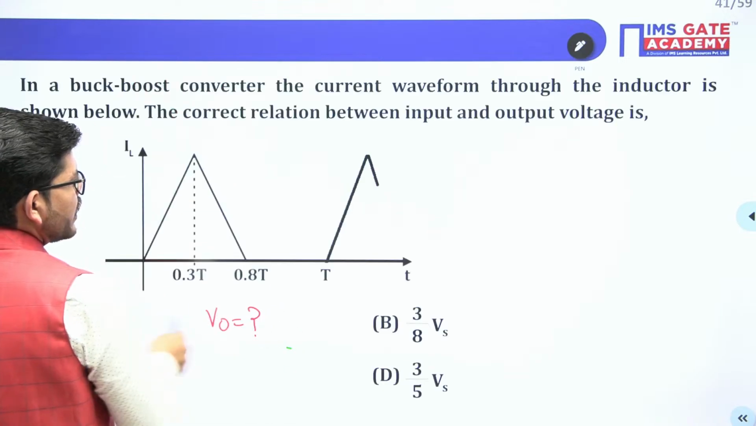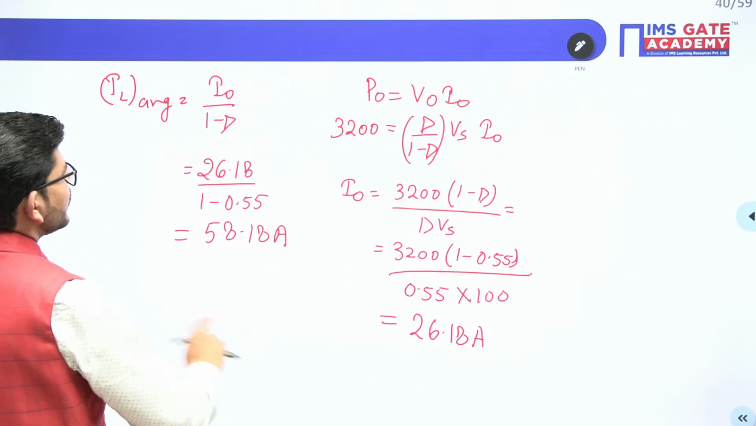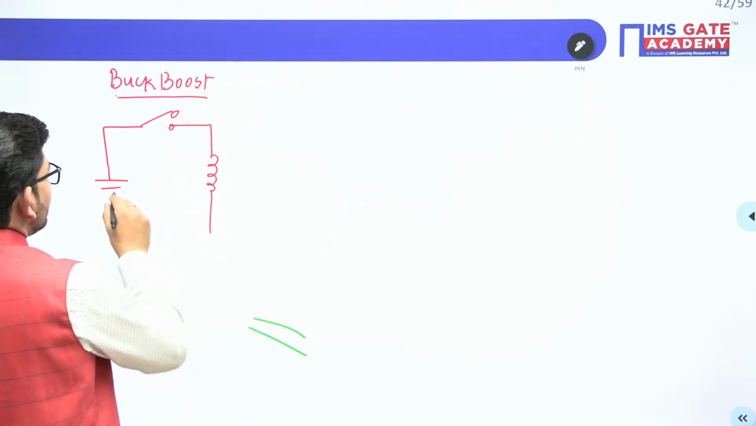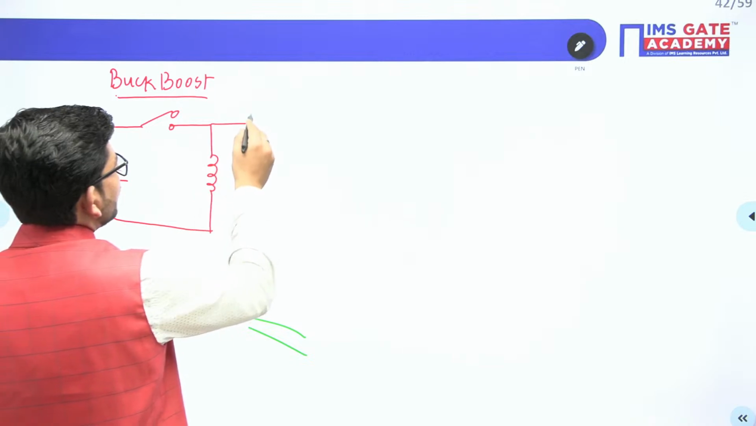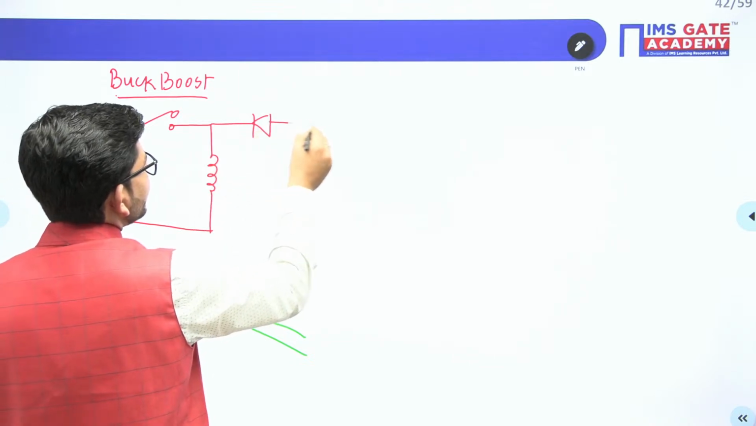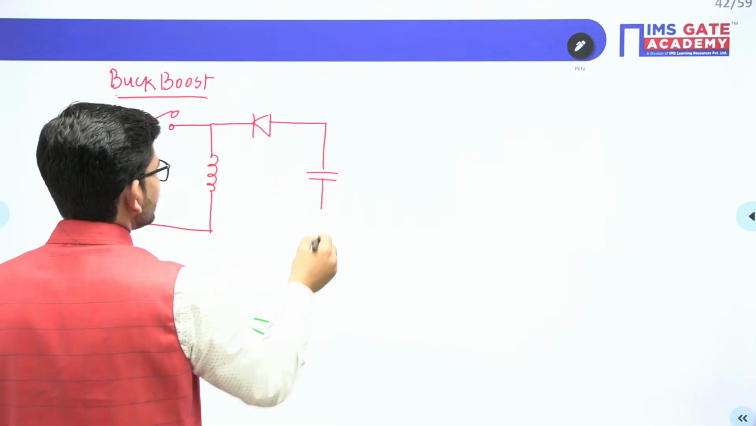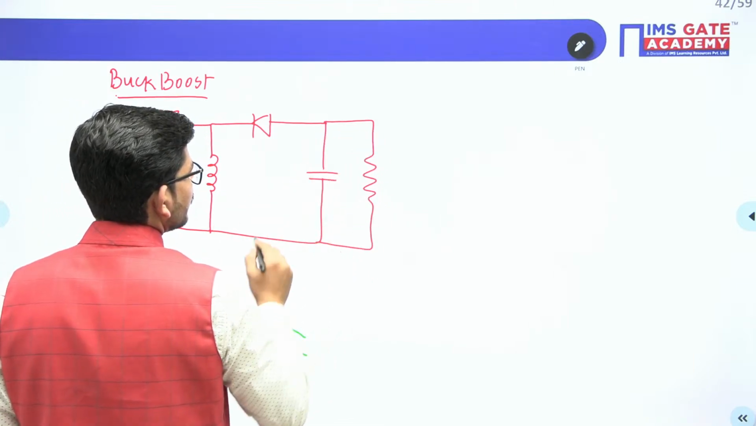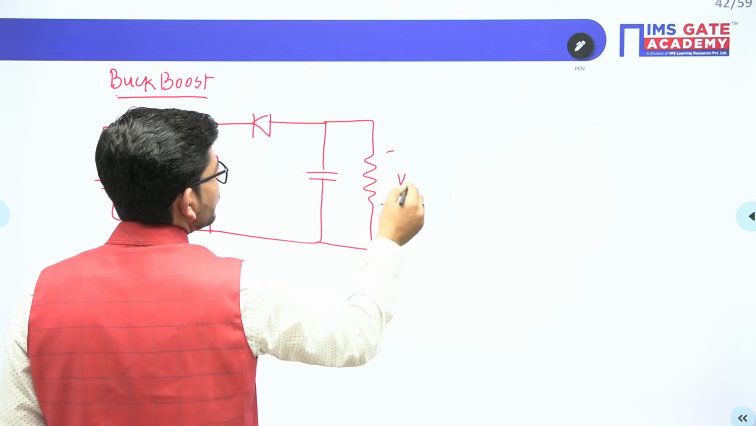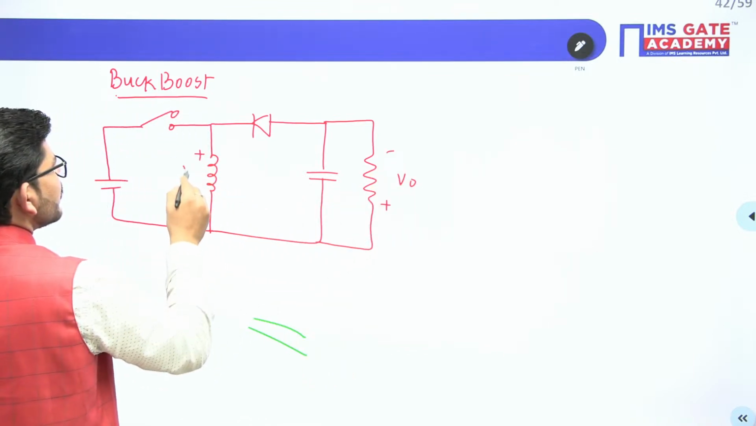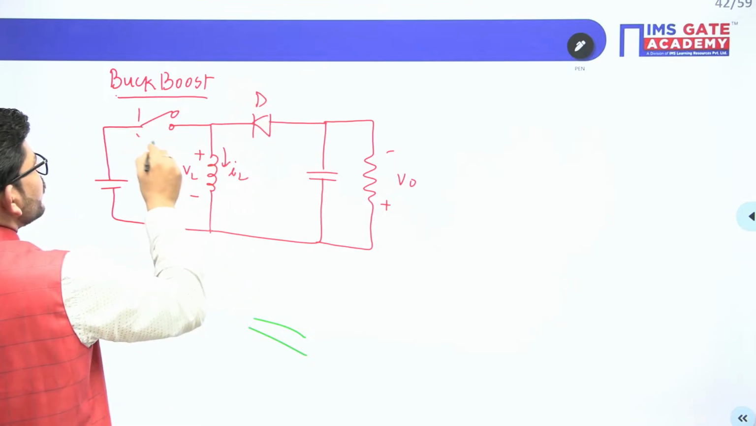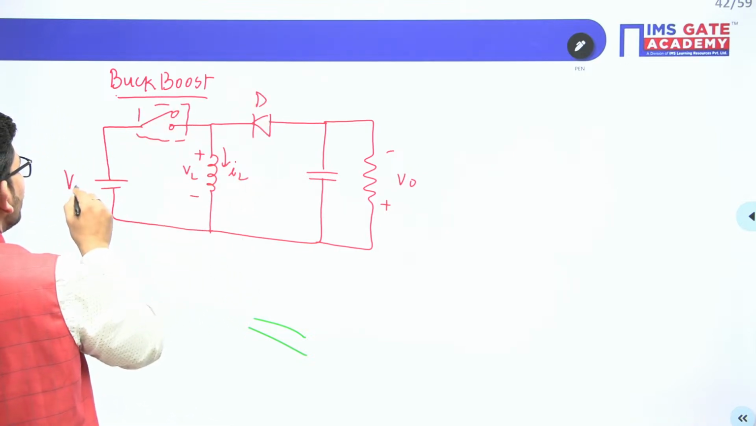After the switch we have the inductor connected in parallel. And after the inductor we have this diode connected in this manner, then we have a capacitor, and then we finally have the resistor. This is the voltage that we have here. This is the inductor voltage. This is the inductor current, the diode, the switch that we have, and the Vs that we have.